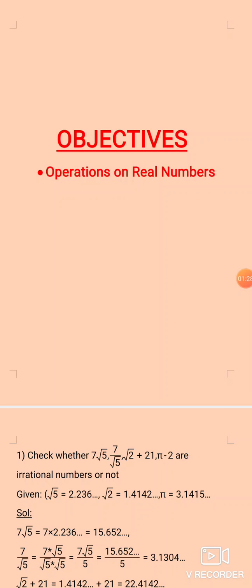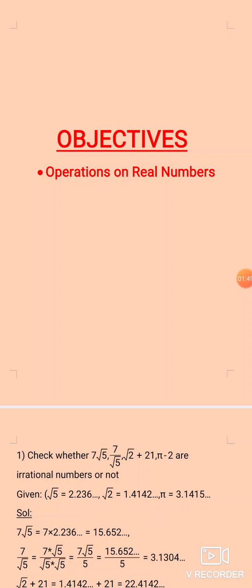Now, consider 7 root 5. So, 7 root 5 means what? 7 into root 5 value, we need to substitute. That is 15.652 etc. Now, when we find out the product, listen carefully. It is also what? Non-terminating, non-repeating. That means it is an irrational number.